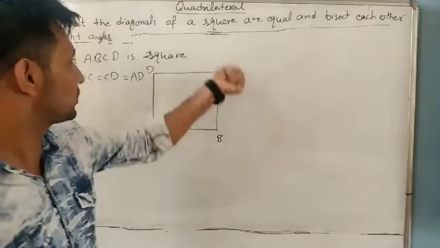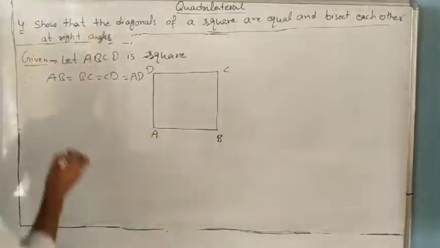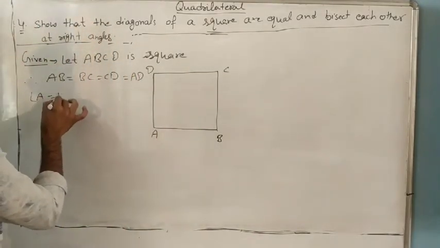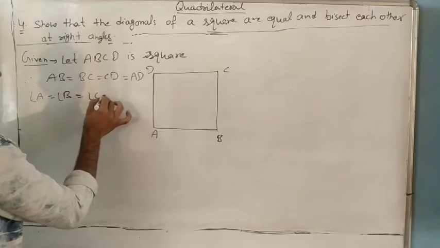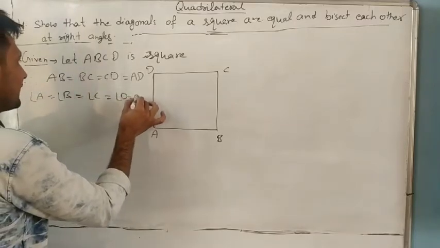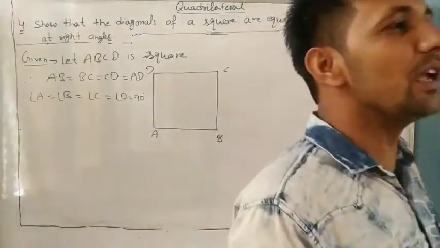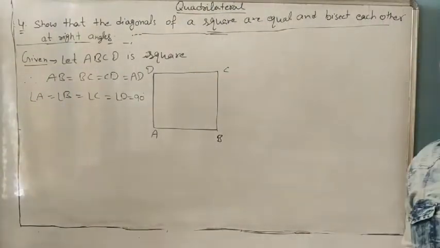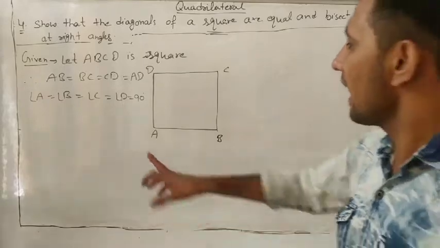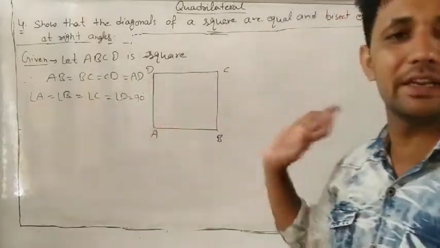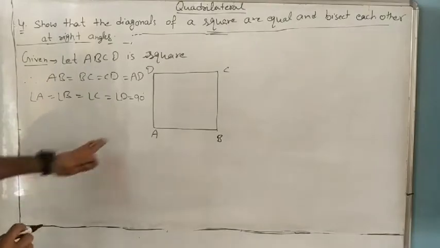All sides are equal because ABCD is a square, and also angle A equals angle B equals angle C equals angle D. How much? 90 degrees. What is a square? A square is a parallelogram in which each side is equal and each angle is 90 degrees. It is given. Now we want to show that.